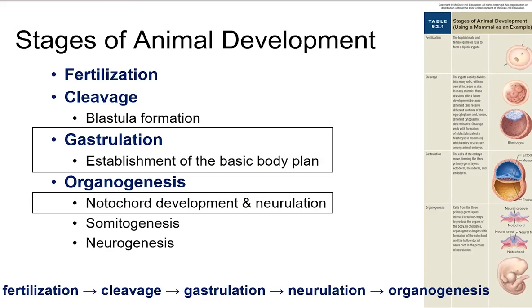We also discussed gastrulation, which is where we see the formation of the three tissue germ layers, the ectoderm, the mesoderm, and the endoderm. And we also looked at the initial phases of organogenesis in vertebrates, notochord development, and neurulation.